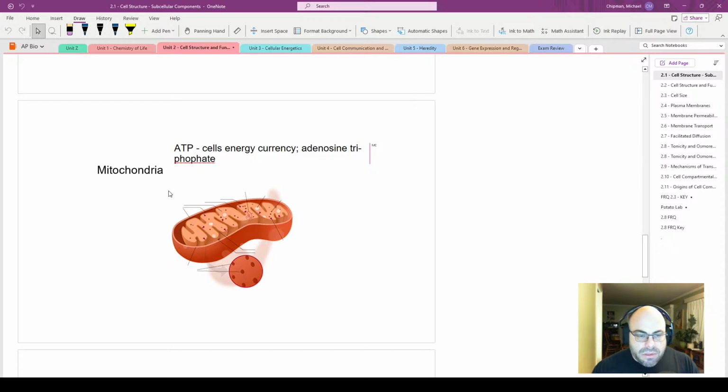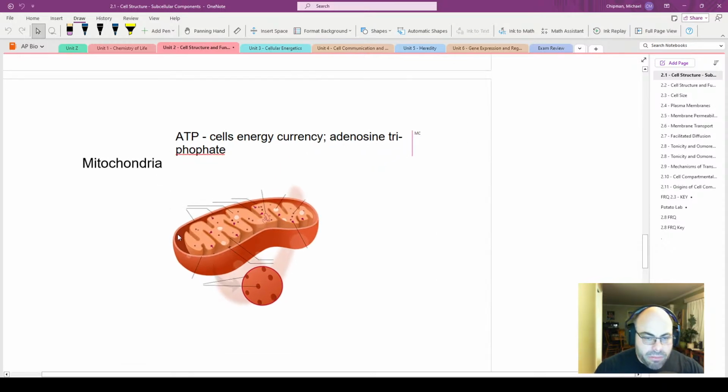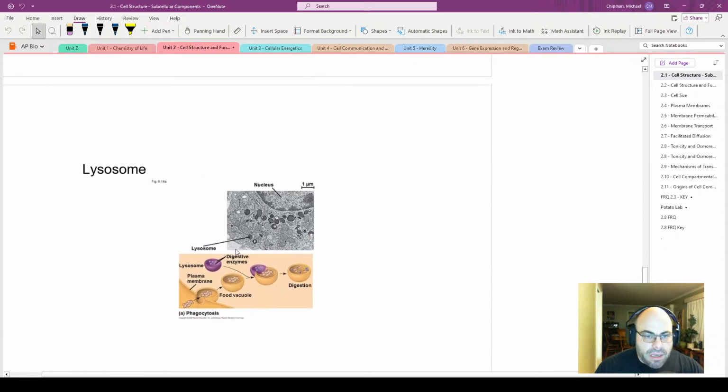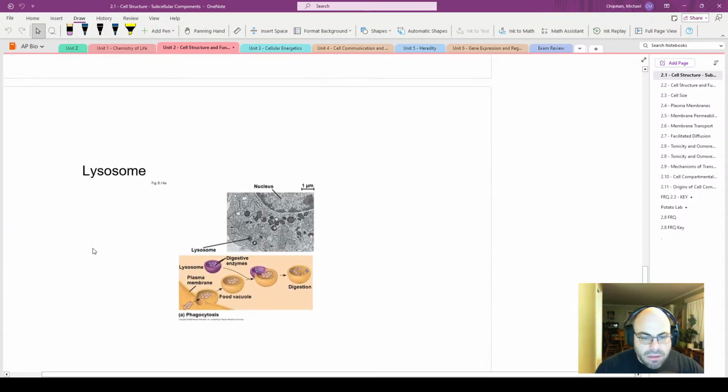Mitochondria, the purpose of the mitochondria is to produce ATP, break down sugars to produce ATP. ATP is the cell's energy currency, adenosine triphosphate. There's that. Lysosome. Lysosome is like a cellular stomach, kind of. It has a really low pH inside, and it will break down things.